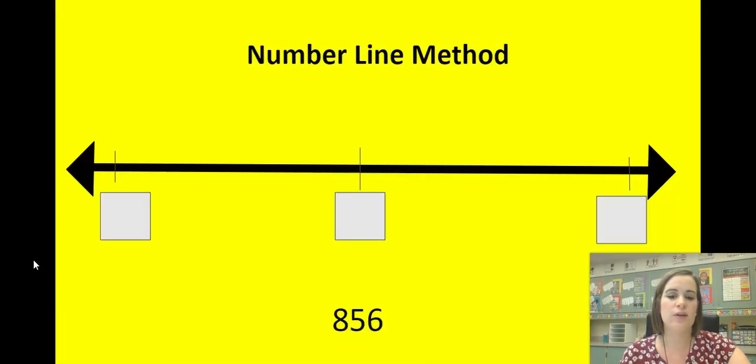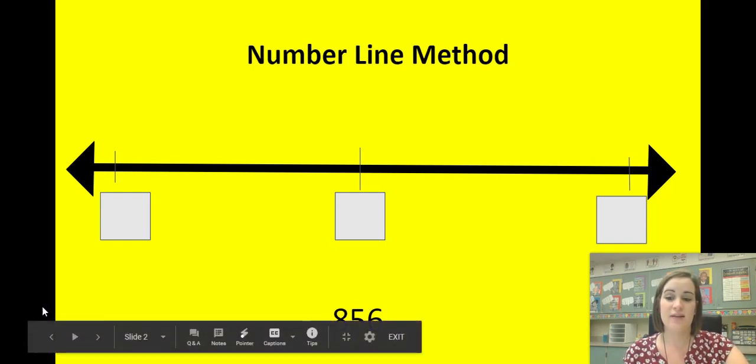So today we're going to be working with the number 856. So we're going to start by thinking which two multiples of 10 are closest to 856. So in order to decide that, we're going to skip count by 10, starting at 800. Okay, you can count with me. Ready? 810, 820, 830, 840, 850, 860. So the numbers that are closest are 850 and 860.